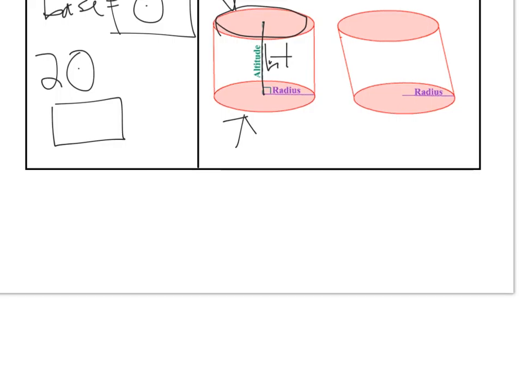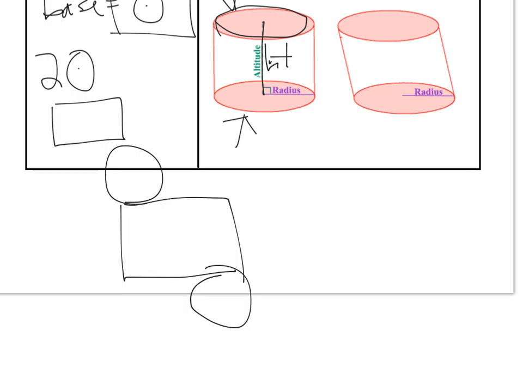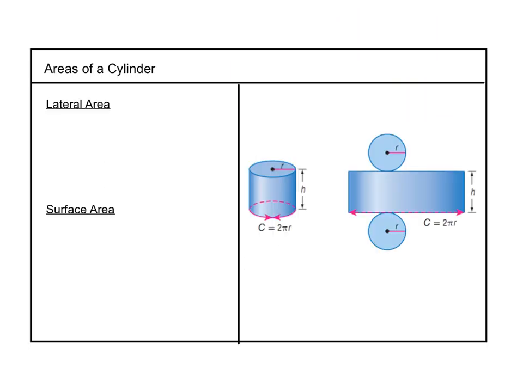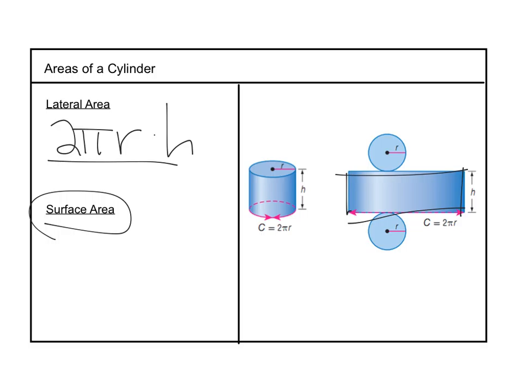If you think back to what a net of a cylinder looks like, well, 1 base, 2 base, and a rectangle, where this is your height. This length up here actually is your circumference, so that's the length of your rectangle. Lateral area is going to be right here. Your lateral area is just going to be 2 pi r times your height, and your surface area is going to be this plus 2 pi r squared.